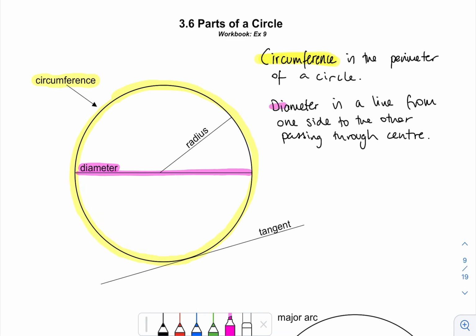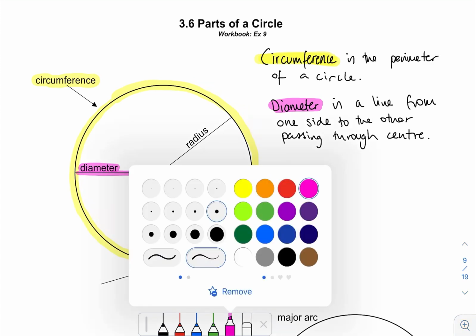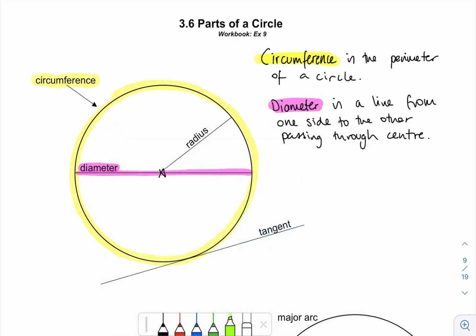And what I mean by that is that if this here were the center of the circle, then that's a diameter, okay? I could have drawn the diameter this way or that way. As long as it goes from edge to edge through the center, that's a diameter. Another definition here is this one here. This is the radius, okay?